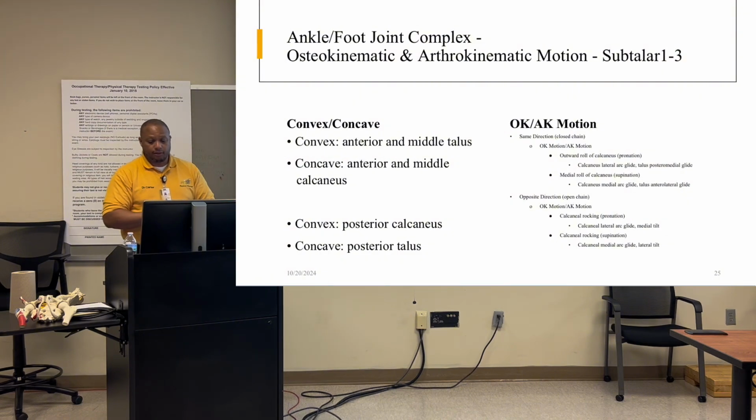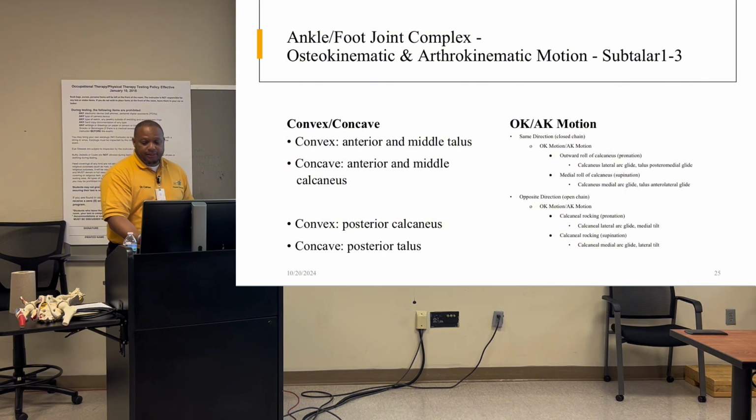All right. Now we're going to open chain position. In open chain, osteokinematic motion and arthrokinematic motion are going to occur in the opposite direction. So this is me sitting with my leg non-supported, open chain position. My feet are not fixed on the ground. My talus is now moving on the calcaneus, right? So closed chain, my calcaneus is moving on the talus.